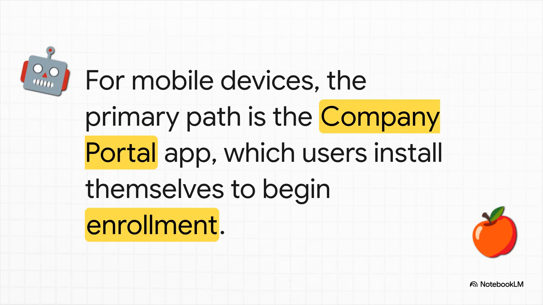Now, compared to all those options for Windows, the story for mobile devices is way simpler. For both Android and iOS, the main path, especially for personally owned devices, is just beautifully straightforward. The user just downloads the Company Portal app from their app stores, signs in with their work account, and follows a few simple prompts. This process is great because it keeps a clear line between personal stuff and work stuff, especially with Android Enterprise work profiles. It gives the user control while giving IT the security it needs.